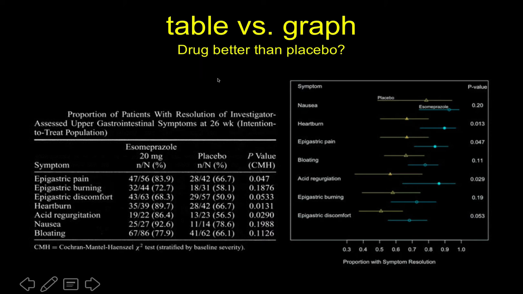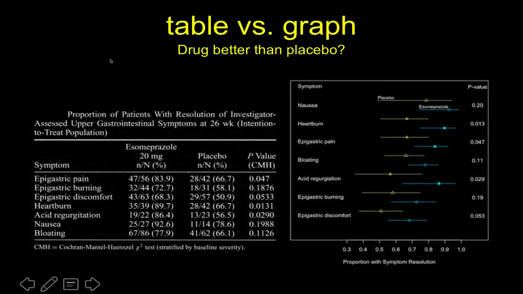And then here, the p-values are all just together. Here, the significant differences are solid symbols, so they pop out a little bit more. So it's statistically significant for acid regurgitation, for epigastric pain, and for heartburn, but it wasn't significant for nausea, bloating, whatever the heck that is, epigastric burning, and epigastric discomfort. So same exact data, quicker and easier for me at least to read over here.